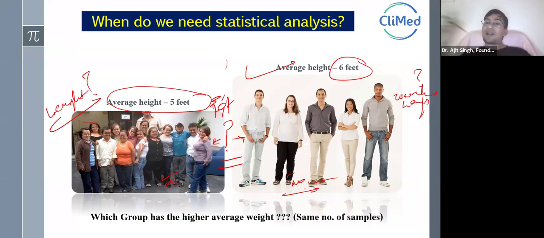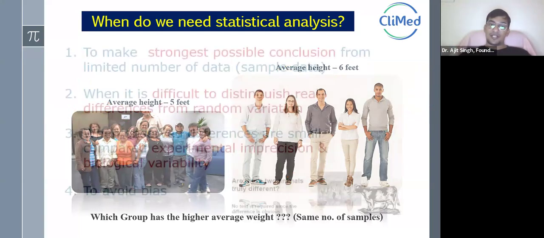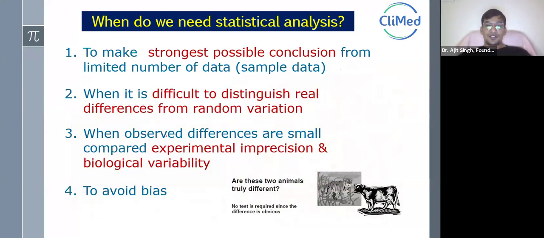How did we come to know? See, by appearances, we cannot say. We have to check it, and that's where we cannot differentiate. Listen, where we cannot differentiate the exact difference by appearances, we need statistics. When it is difficult to distinguish the real differences from random variations, like between two or three groups, by visibility, in this case, we need statistics to make the strongest possible conclusion.